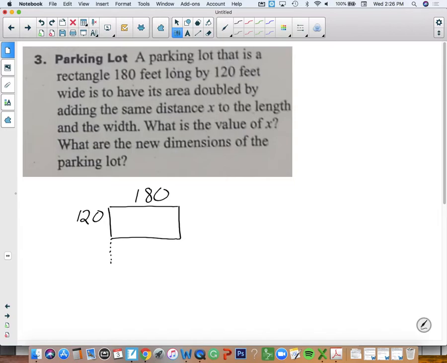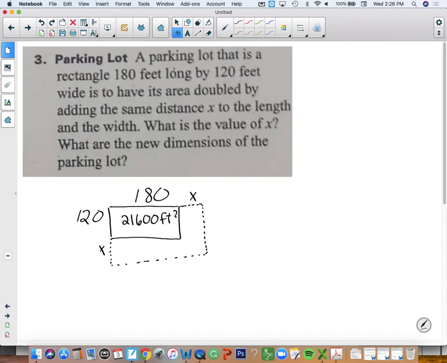So if we take this, we add our x to both sides. Okay, x there, that's going to double my area. Okay, so we need to know the area to begin with. That's length times width, 120 by 180. Okay, so the area to begin with was 180 times 120, which is 21,600 square feet. That's our area to begin with.